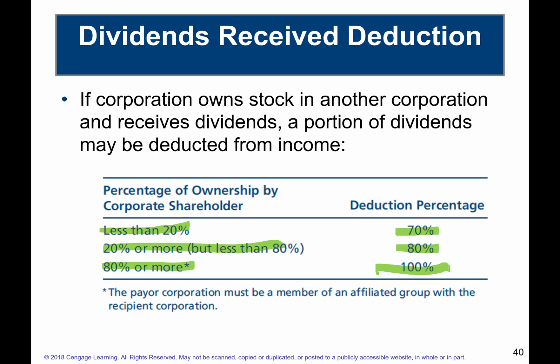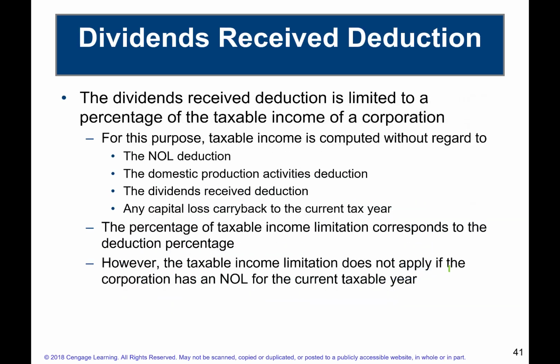Okay, so let's just go ahead and see how the dividends received deduction is limited to the percentage of the taxable income of a corporation. For this purpose, taxable income is computed with regard to the NOL deduction, the domestic production activities deduction, the dividends received deduction, and any loss carryback to the current tax year. So we would have to add those amounts back.